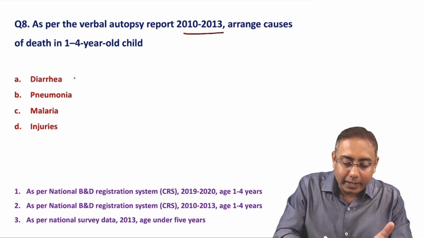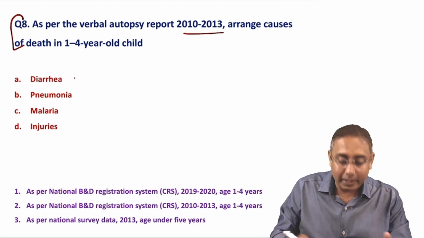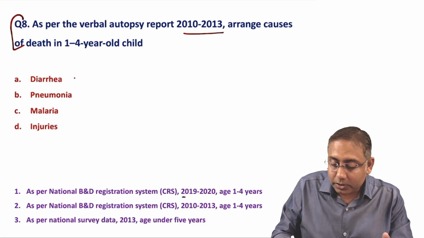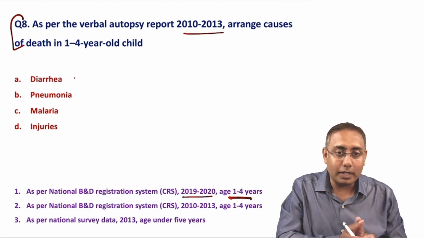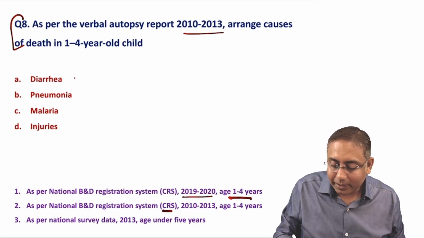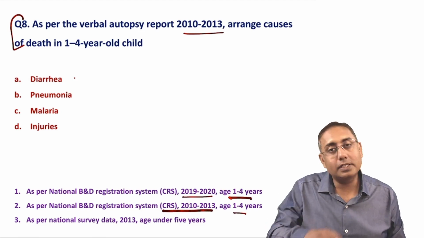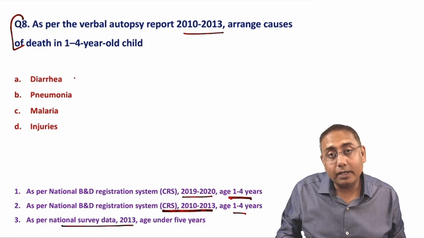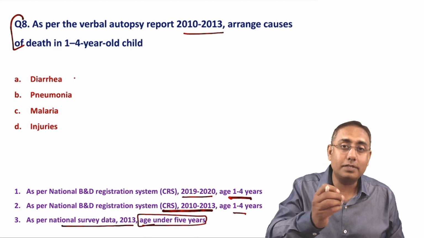Now the variant of this question, I don't know the real question, but the variant is: as per the National Birth and Death Registration CRS 2019-20, we are talking of the age 1 to 4 years. This will be a different answer. If you're talking of the birth and death data of 2010-2013, age 1 to 4 years, this will be a different answer. And if the question was on national survey data 2013, age under 5 years, under 5 years is a different answer.